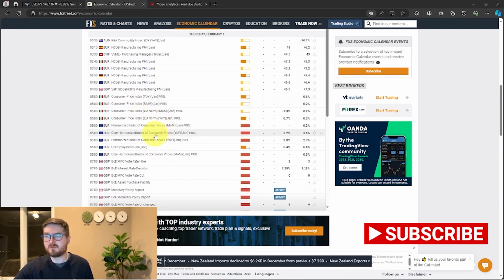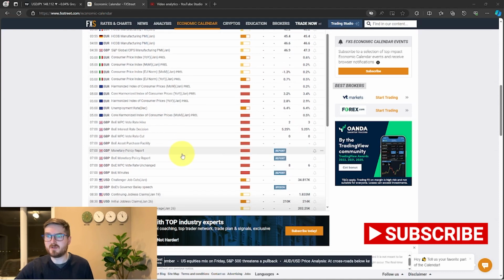On Thursday, February 1st, Euro harmonized index of consumer prices, month over month for January. Euro core harmonized index of consumer prices, year over year January. Euro harmonized index of consumer prices, year over year January. And then Euro core harmonized index of consumer prices, month over month for January.